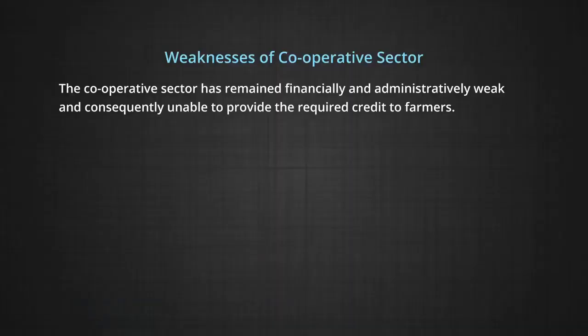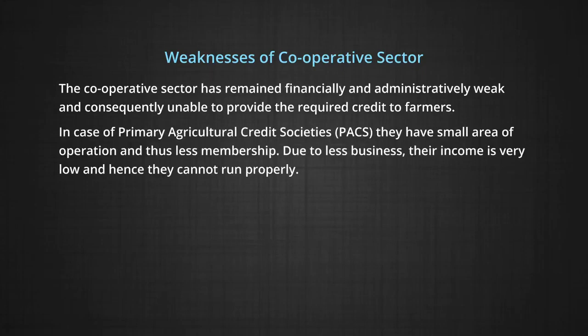Come to the weaknesses of the cooperative sector. The cooperative sector has remained financially and administratively weak and consequently unable to provide the required credit to farmers. In case of primary agricultural credit societies, that is PACS, they have small area of operation and thus less membership. Due to less business, their income is very low and hence they cannot run properly. Serious regional imbalances were observed in their growth.